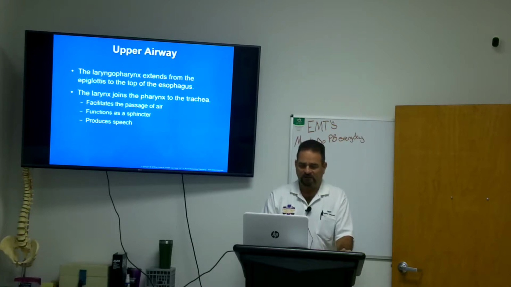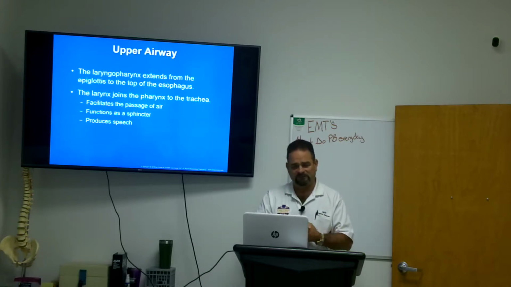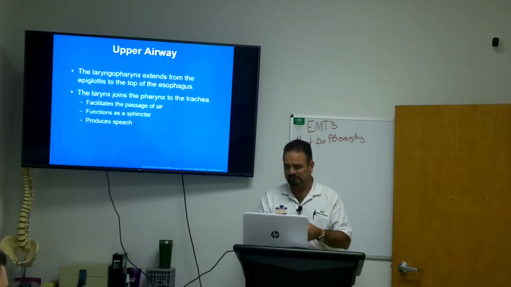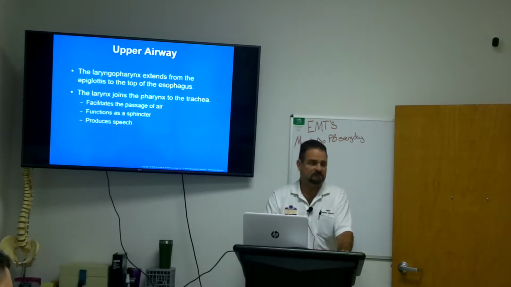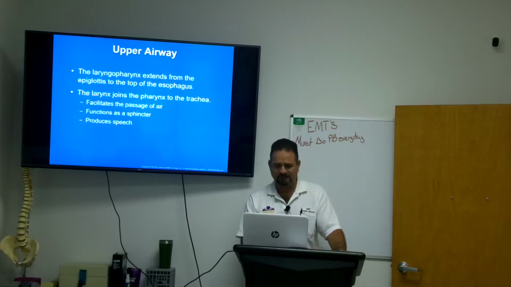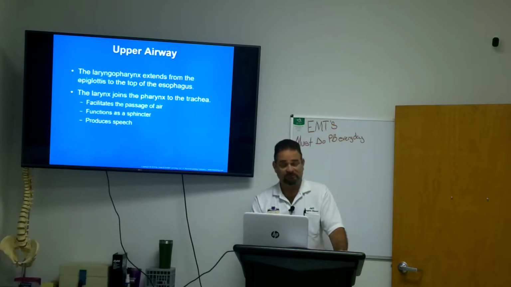The upper airway continued. We go into the laryngopharynx, which extends from the epiglottis to the top of the esophagus. The laryngopharynx functions in respiration and digestion. It opens into the larynx anteriorly and the esophagus posteriorly. The larynx joins the pharynx to the trachea. It has three purposes: to facilitate the passage of air, to act as a sphincter to prevent foreign solids and liquids from entering the lungs, and to produce speech.